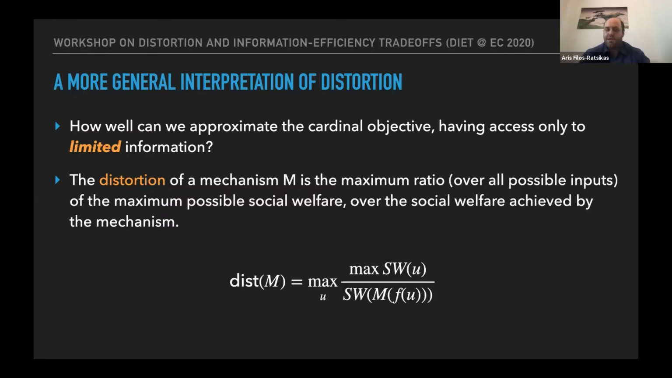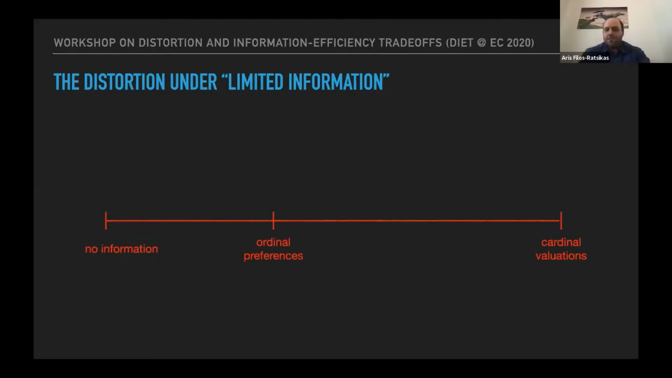But before I do that, let me point again to the semi-formal definition that I have given for the distortion. Here you see that the only difference is that in the denominator, within the input of the mechanism M, we no longer necessarily have the rankings, the ordinal preferences, but we have some function of the real values. This function depends on the interpretation of what limited information is actually about. Okay, so let me start explaining these things.